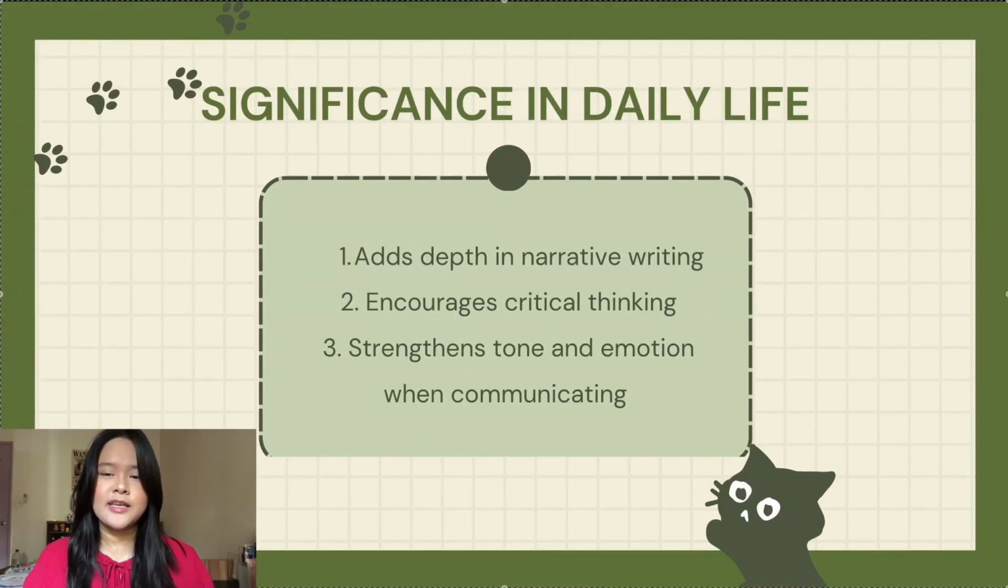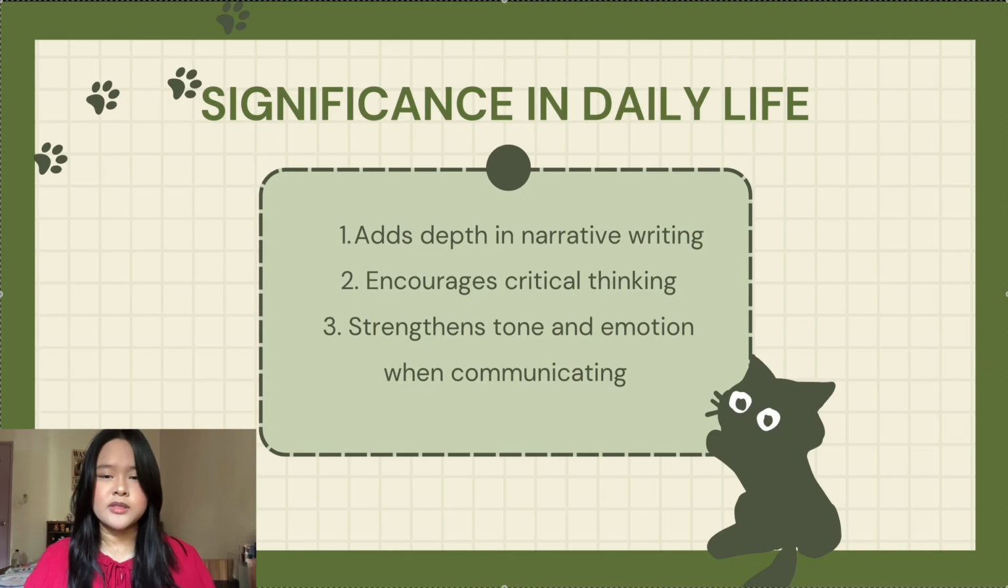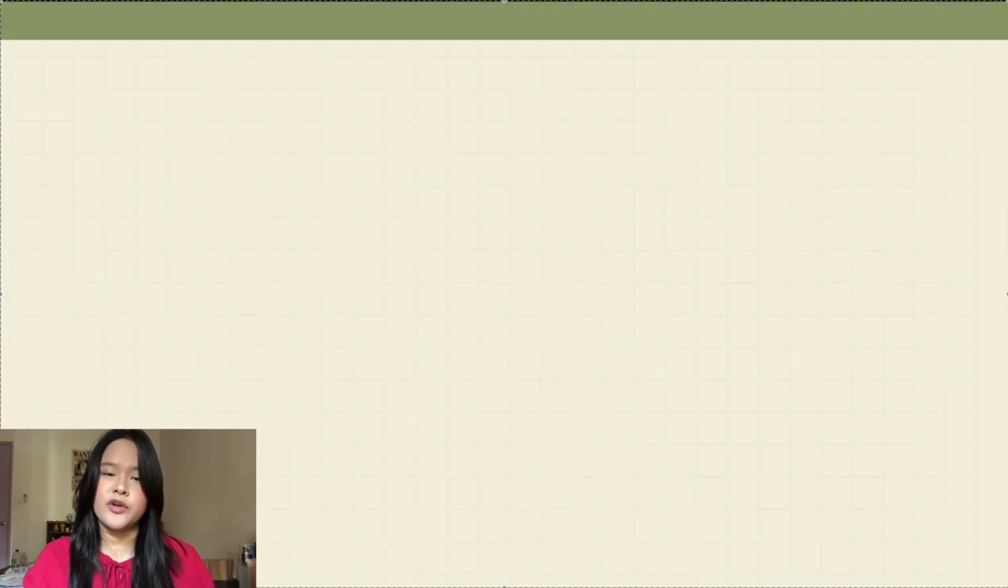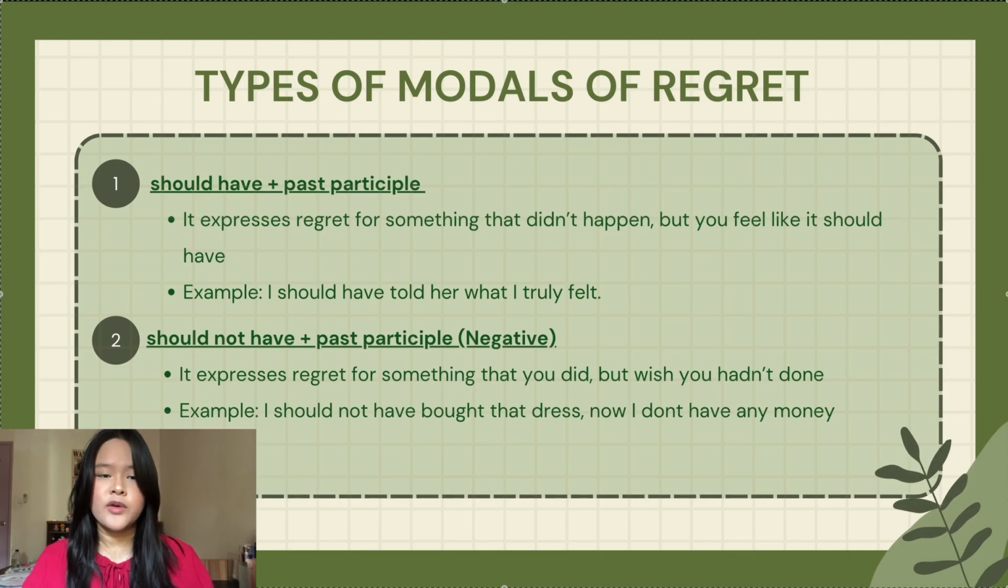With that basic understanding in mind, let's look at why modals of regret actually matter in our daily lives. Modals of regret make our storytelling richer because they let characters reflect on what they wish they had done. They also push us to think more deeply about past choices, not just what happened, but what could have happened. And lastly, when we communicate, modals of regret help us convey emotions more clearly because they show how we feel about past actions. Now that we understand their importance, let's break down the different types of modals of regret and how they work.